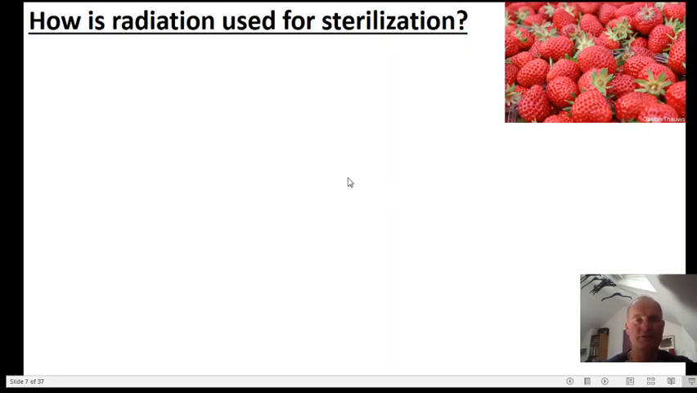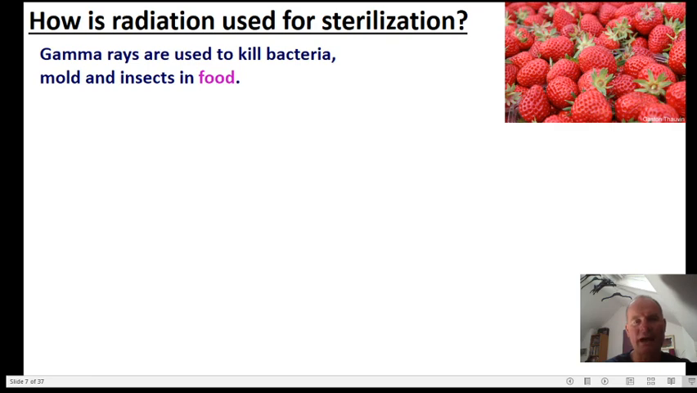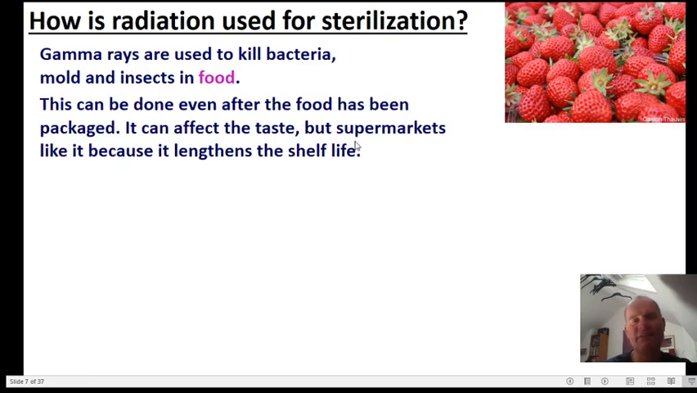In terms of uses, we use radiation for sterilisation. There's a nice picture of strawberries, which currently is quite seasonable, I suppose. They used gamma rays to kill bacteria, mould, insects, I suppose microorganisms we should say, in food. Okay, and it can be done after the food's been packaged. So if you think about it, your strawberries come in with probably a bit of cling film over the top of them. You can actually irradiate them and sterilise them after that.